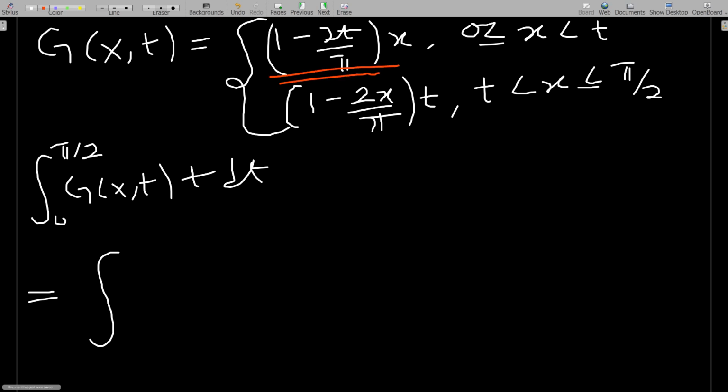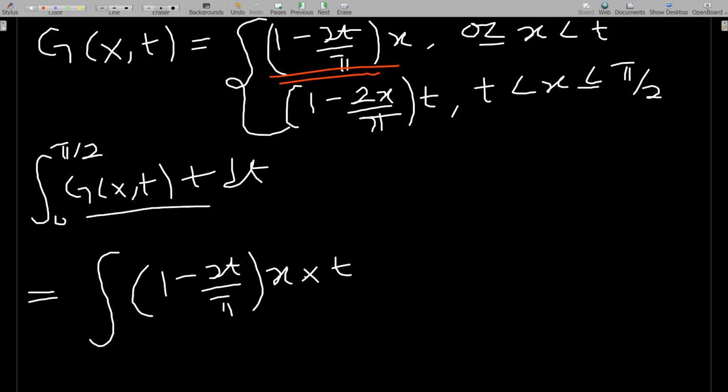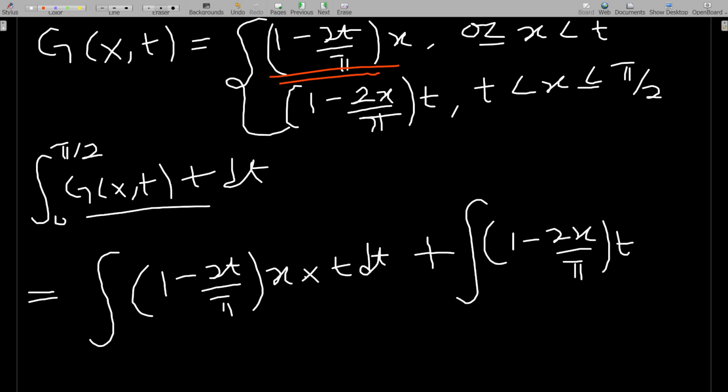I pick the first g1, that is 1 minus 2t over pi times x times t, because it's every g of xt times t, so everything times t, then dt, then plus integral, because it's a piecewise function, so I have this integral of 1 minus 2x over pi times t. Here there's a t here already, so multiply another t dt. Now the question here is the limit. You just write everything back, but use the limit here.